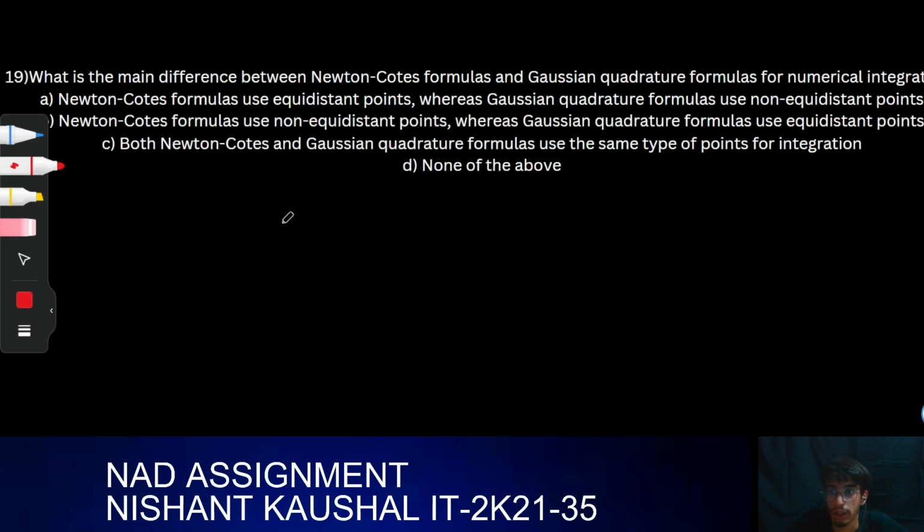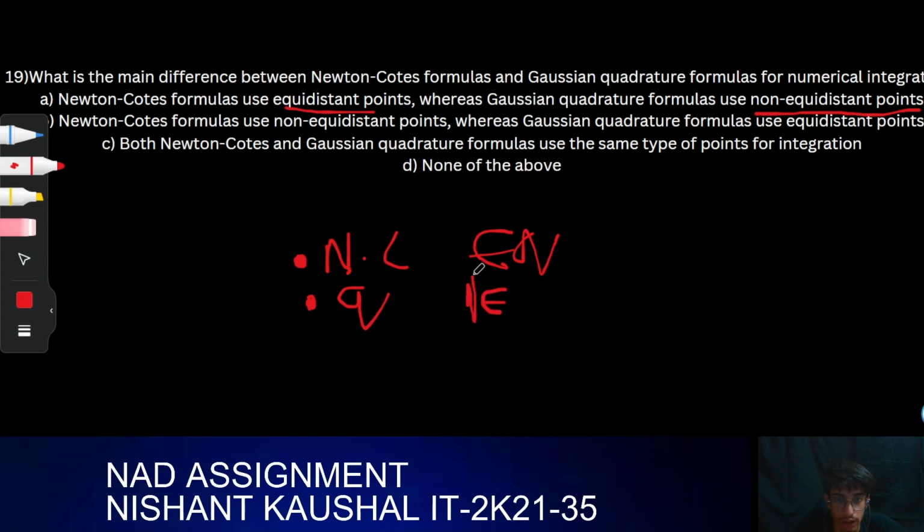Let us proceed to question number 19. What is the main difference between the Newton-Cotes formula and the Gaussian quadrature formula for numerical integration? Newton-Cotes formula uses equidistant points, whereas Gaussian quadrature formula uses non-equidistant points. So it should be remembered that Newton-Cotes formula uses equidistant points and the quadrature formula uses unequal or non-equidistant points, right?